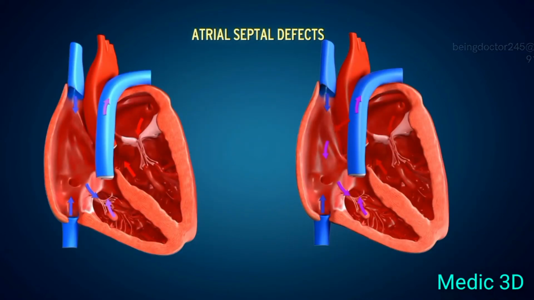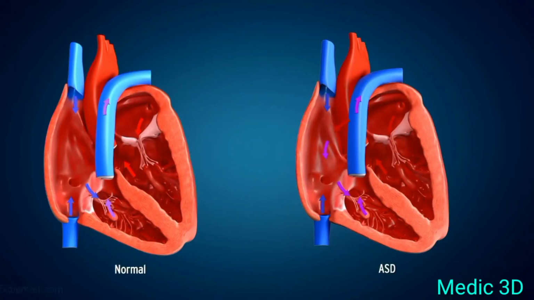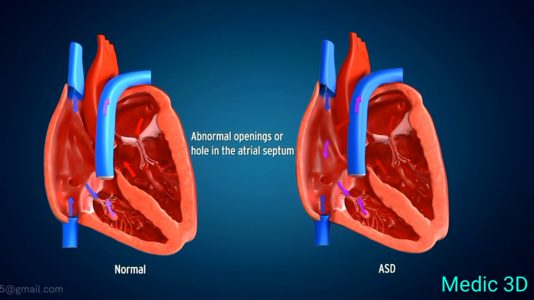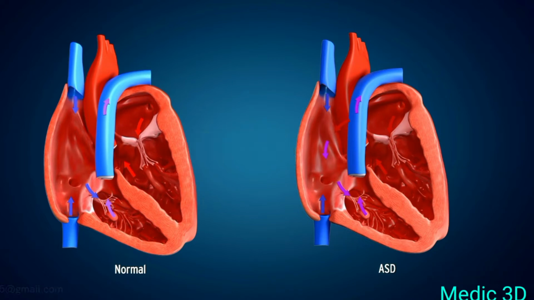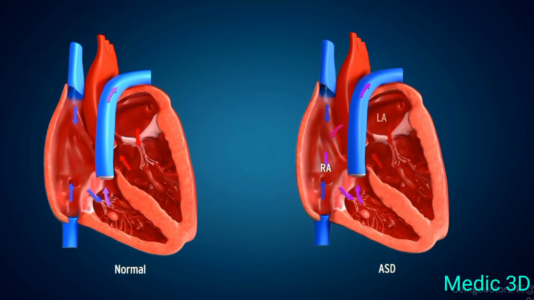Atrial septal defects. ASDs are abnormal openings or hole in the atrial septum caused due to incomplete tissue formation. This causes free communication between the right and left atria and causes 2 to 4 times the normal pulmonary blood flow.